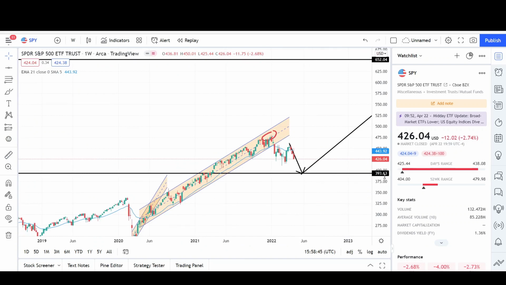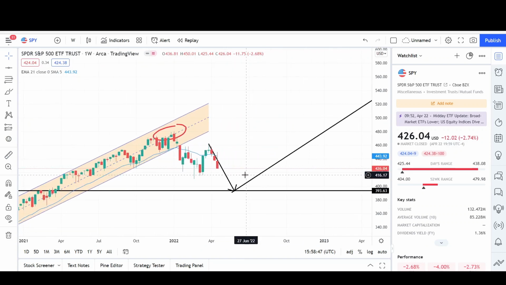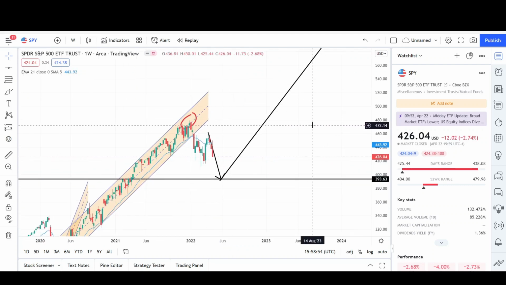Again, market is correcting, looking for lower prices. First one at the 416, next one at the 410, and then last one that I have is right at the 392 level as right now. Looking for higher prices after that, and we'll go from there.